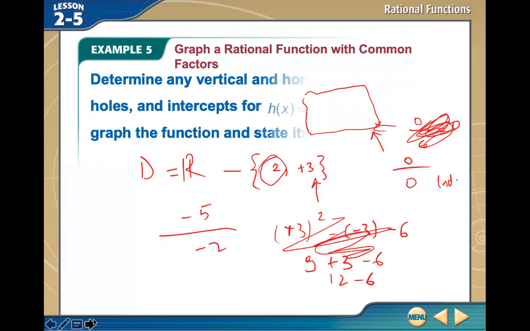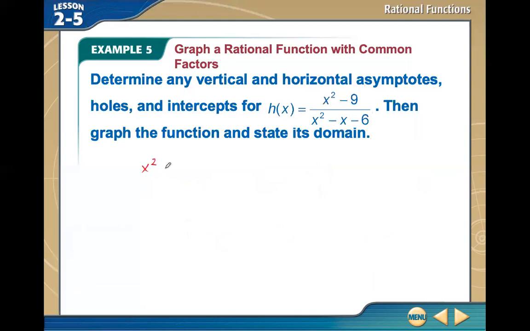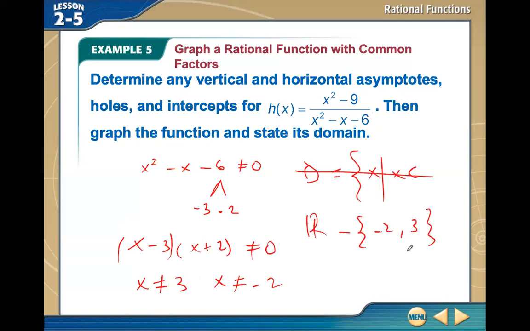Is this the question? No, this is it. Oh, I can solve again, no problem. It's just negative 2, it's not positive 2. Let me do this, one minute. So it must be different than 0. So this is x minus 3 times x plus 2, different than 0. x is different than 3, x is different than negative 2. So the domain is all the real numbers except negative 2 and 3, because they make the denominator 0.